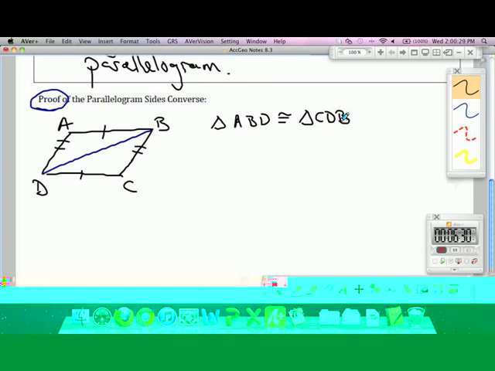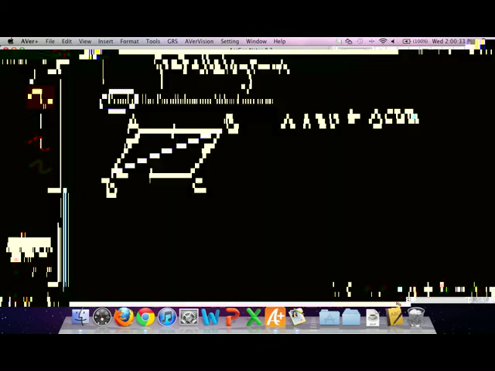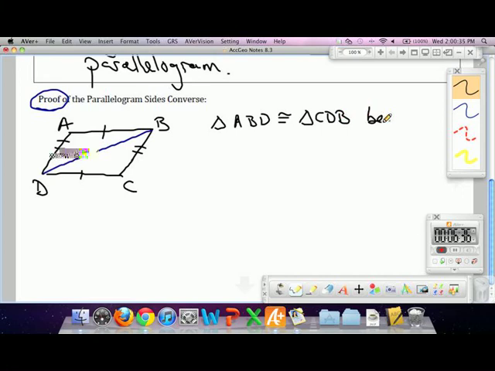Why are those two triangles congruent? Side, side, side. They're congruent because of side, side, side congruence: two shared sides congruent, and a reflexive third side. So these triangles must be congruent by side, side, side. From there, what more do I know? All the angles are congruent.